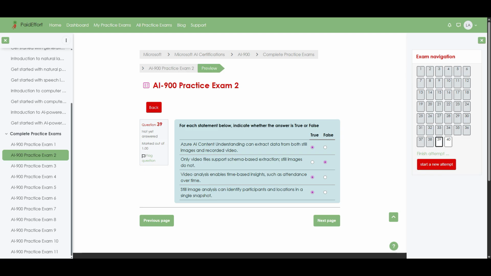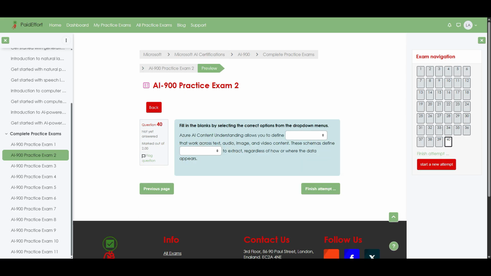Moving on to the third statement, it is true that video analysis enables time-based insights. Because video is a sequence of frames over time, it can reveal patterns like changes in attendance, movement, or engagement levels. Lastly, the fourth statement is also true. Still image analysis is capable of identifying participants and spatial context from a single frame, such as who is present in a meeting room or where people are located. So overall, this question highlights the breadth of capabilities in Azure AI Content Understanding, especially when working across both image and video content types.